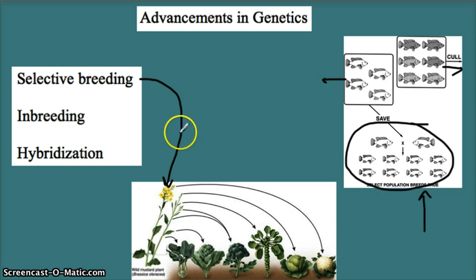Hybridization. Hybridization is kind of the opposite. It's crossing two different animals to get the best traits of both. For example, crossing corn that has many kernels with corn that is resistant to disease could give you a kind of super kernel of corn. So that's kind of what that turns out to be.